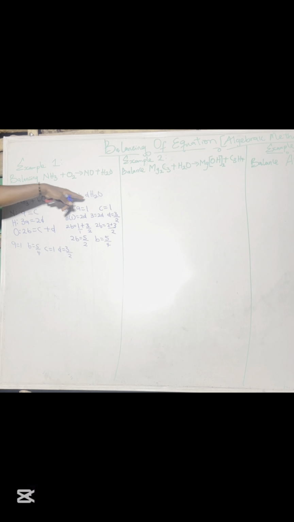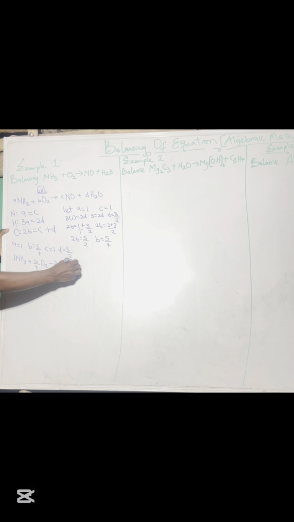Substitute each coefficient into this equation. That is going to be 1 NH3 plus 5 over 4 O2 to give 1 NO plus 3 over 2 H2O. Guys, remember that the coefficient of A is 1, B is 5 over 4. So our coefficients must always be whole numbers. Since I have the denominator 4 here, I also have 2 here. So the LCM of 4 and 2 is 4. I'm going to multiply through by 4.